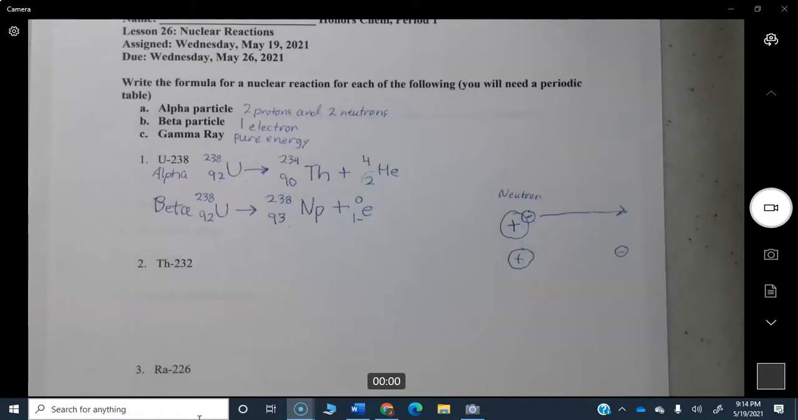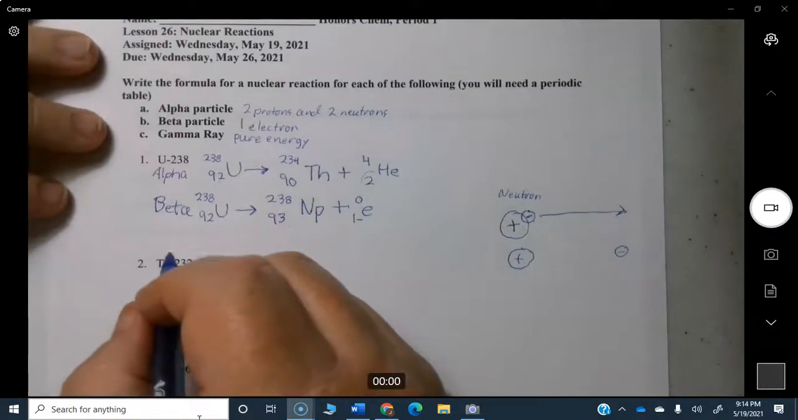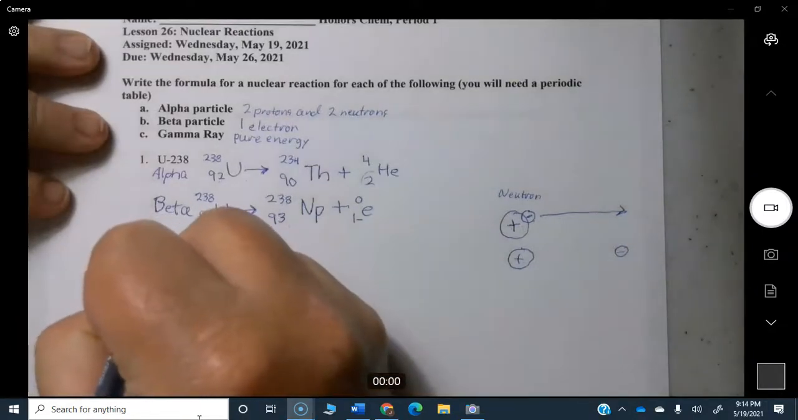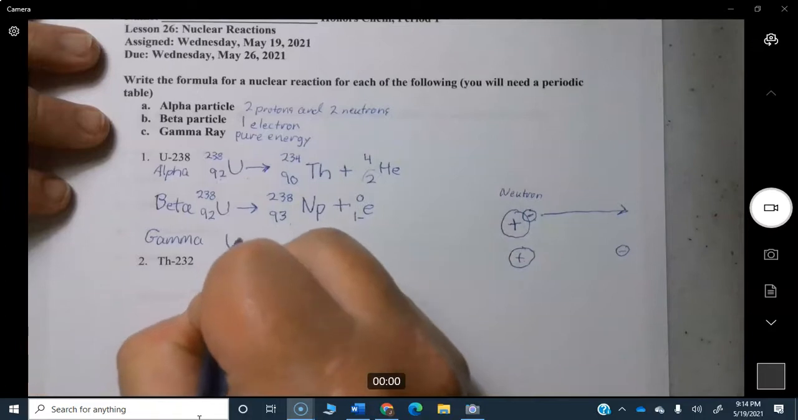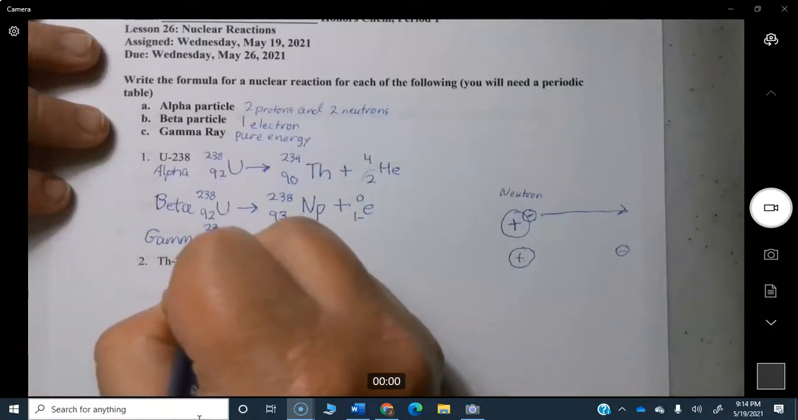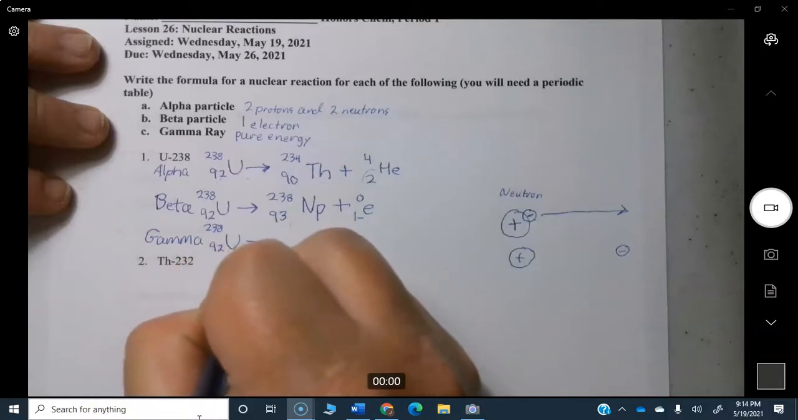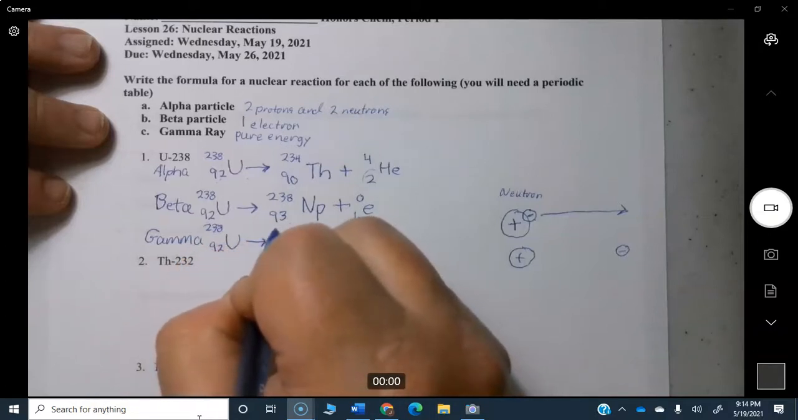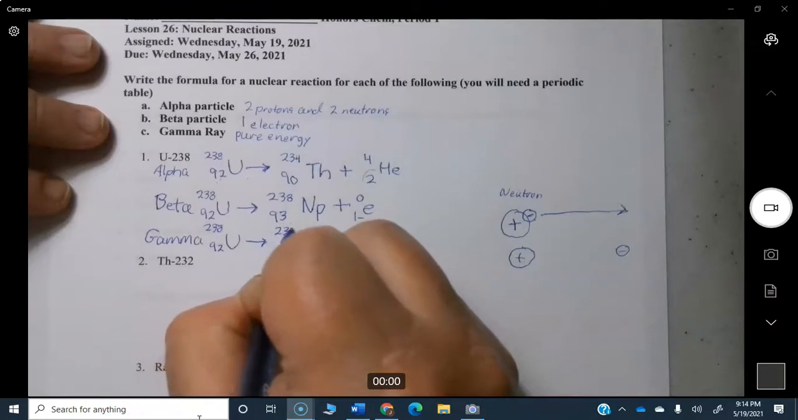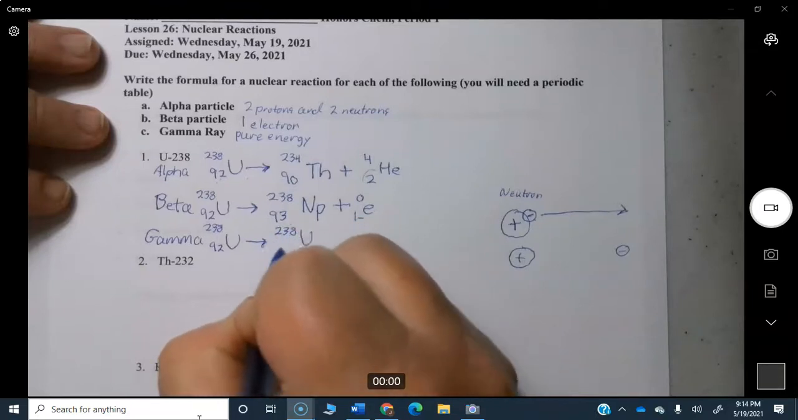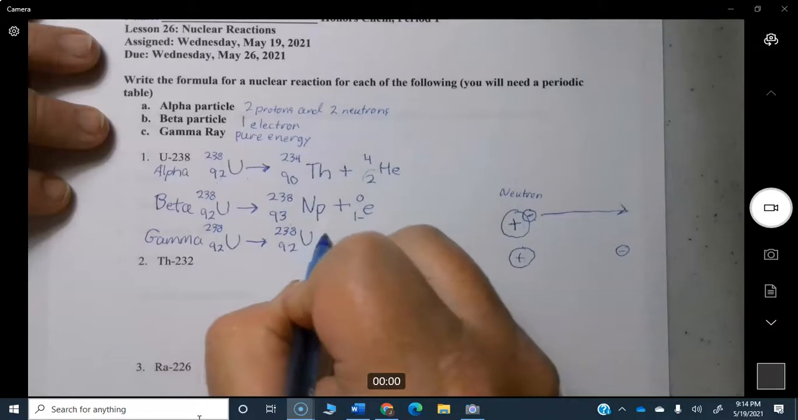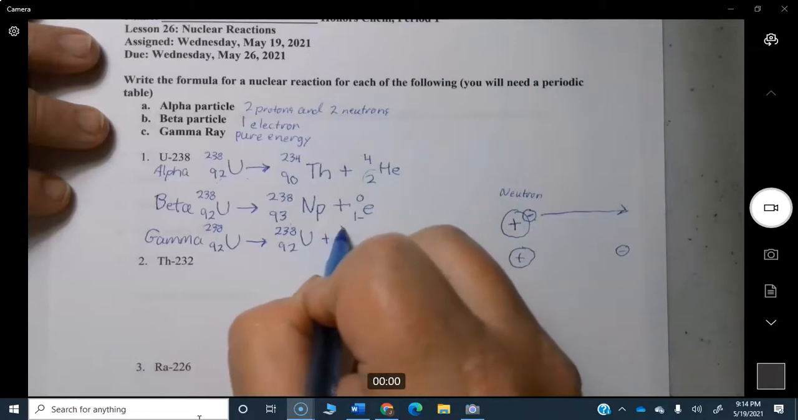Okay, finally the gamma ray. That's pure energy, so it's not giving up anything with mass or charge. So we'll just write gamma. Okay, and that's going to be uranium-238, 92, going to produce uranium-238, 92, plus, this thing means gamma ray.